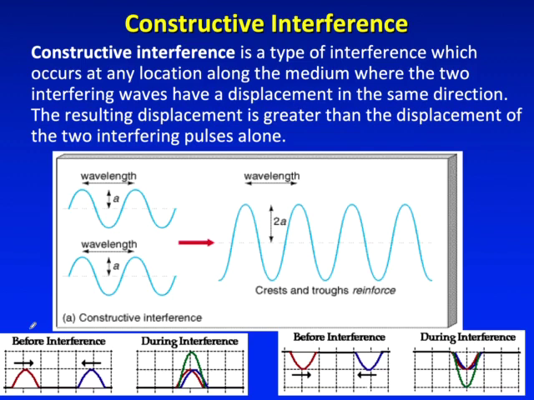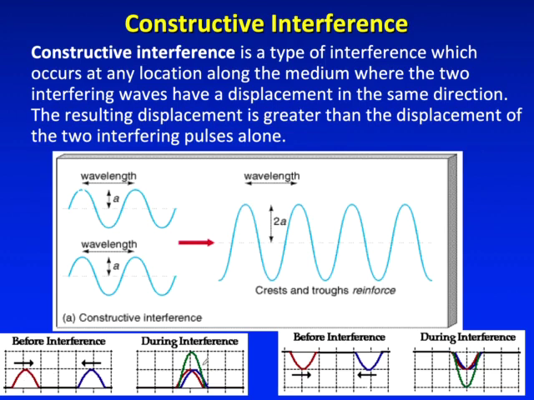So here's constructive interference. You've got these two waves coming in. They're in phase with each other, where this crest meets this crest. What happens then? You end up with a crest here that has twice the amplitude, twice the A of either one of these individual waves as they come together. The crests and the troughs reinforce each other to become twice as large.